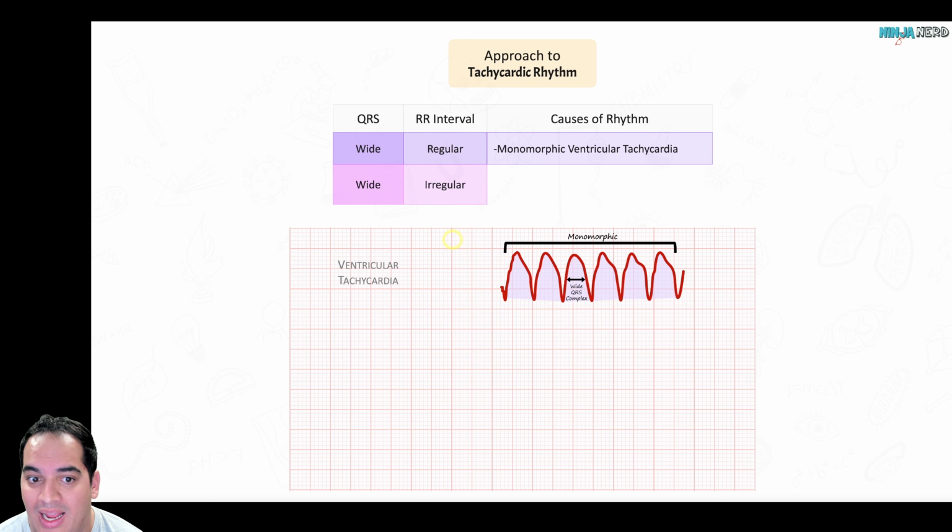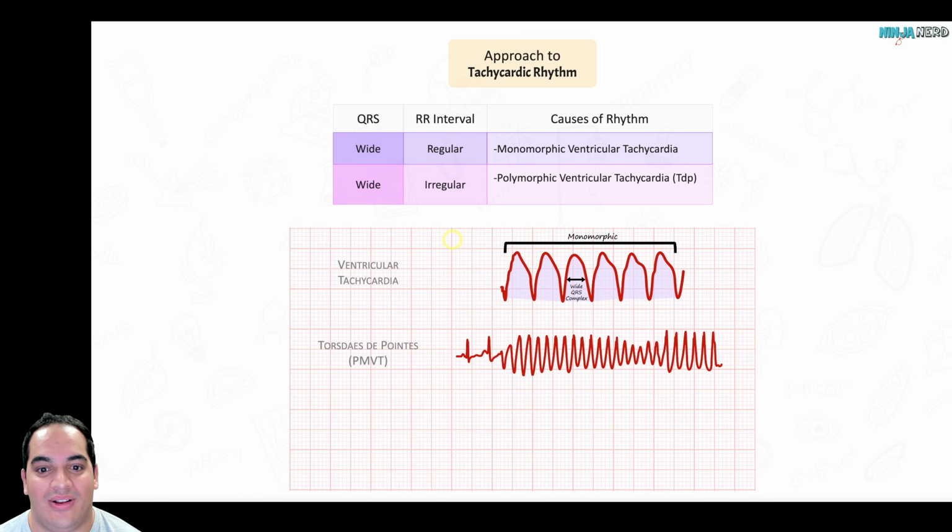If I see a wide QRS complex, so again, greater than 120 milliseconds, or 3 little boxes, and I see that the R to R interval is irregular, so it's not the same every single time, then I think about polymorphic ventricular tachycardia with a prolonged QT interval. So you see how this patient starts having a prolonged QT, and then bang, they go into torsades de pointes.